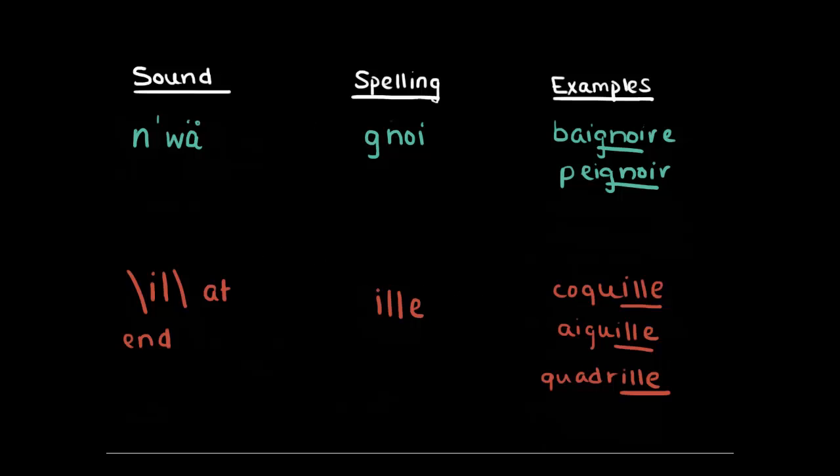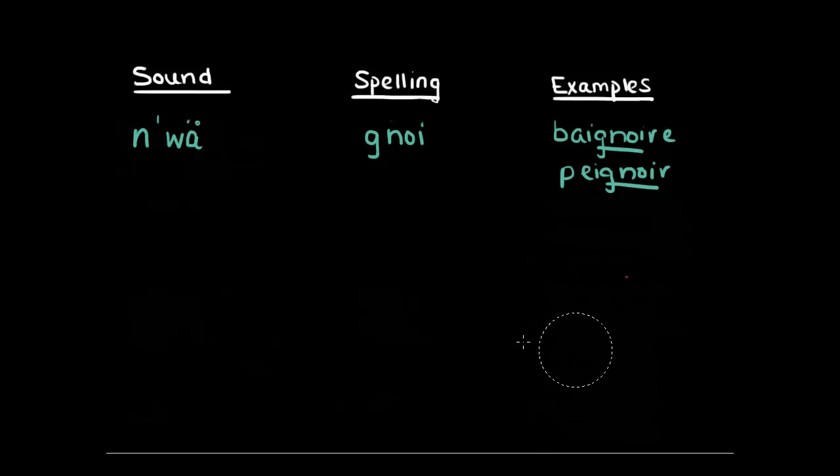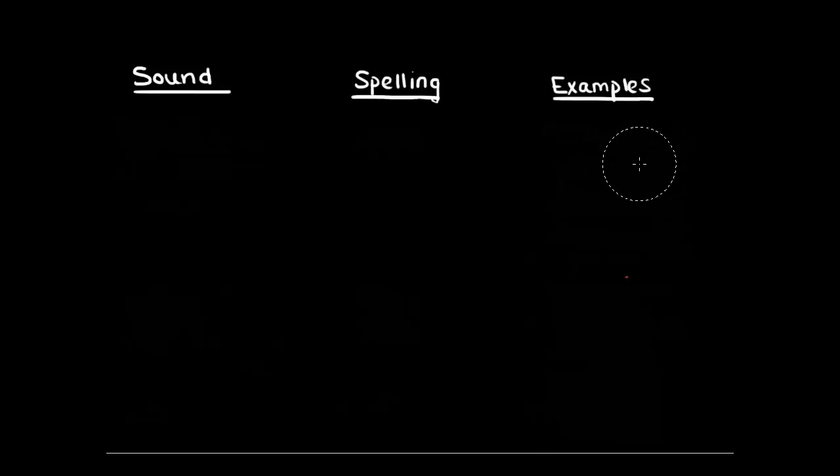The final sound I wanted to cover in this video was the OO sound, which is very, very common in French. So let me get rid of this, then we can just look at the OO sound. This has more than one spelling, but I'll show you which one's common and how to figure out when to use the other ones. So this is where we're going to go next.